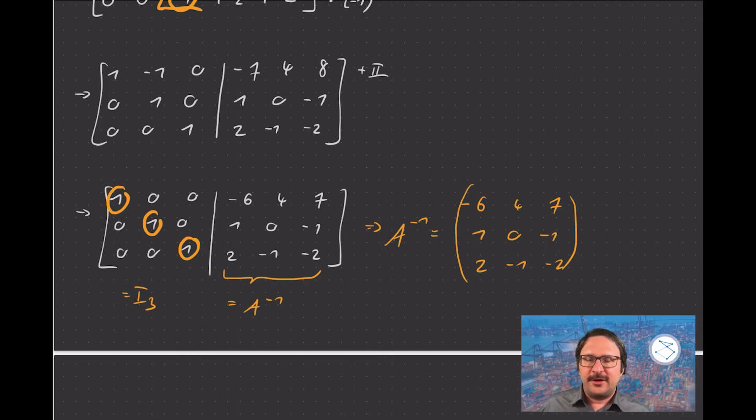And of course, it might be a good idea to actually verify that this is correct. So I'll invite you all to pause this video for a few minutes and see if you can compute the matrix products of A and this inverse here to see if that actually yields the identity matrix.